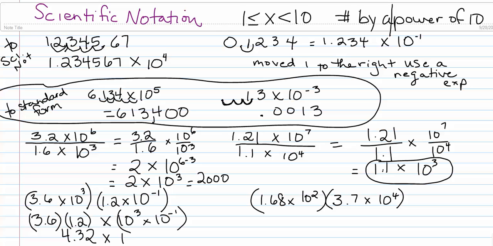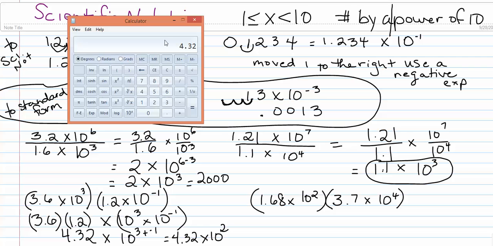Now when I multiply bases that have the same exponent, my rule is to add those exponents. So I need to find out what I get when I do 3 plus negative 1. 4.32 times 10 to the second power. And again, you could take these two values, 3.6 times 10 to the third, and on your calculator, do 1.2 times 10 to the negative 1, and your answer would come out in standard form. It would not come out in scientific notation, but you could take that answer and convert it.